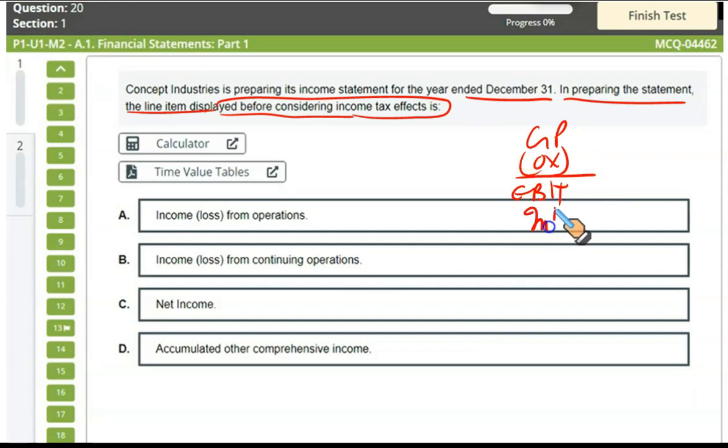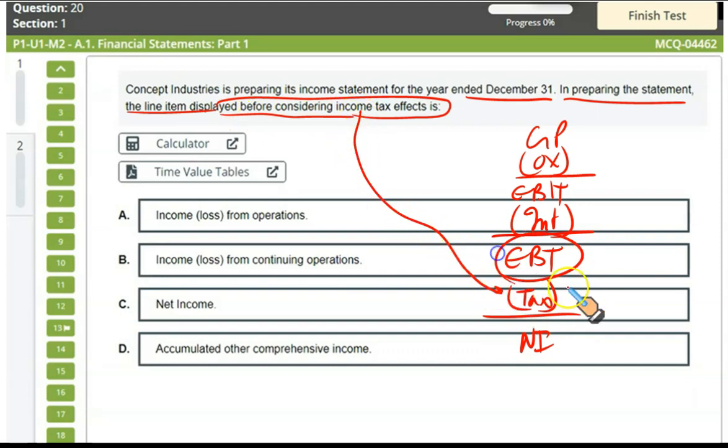From this, you deduct your interest. After that, you get your earning before tax. From this, you deduct your tax, and then you get your net income or net profit. So the question says earning before considering income tax. Before considering income tax, you're talking about earning before tax. Earning before tax effectively is your income from operations. Income from operation. This is earning before tax.